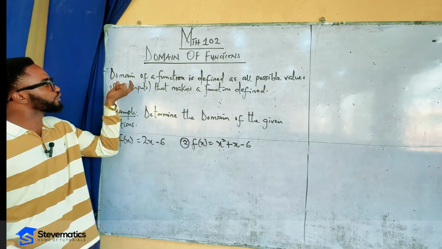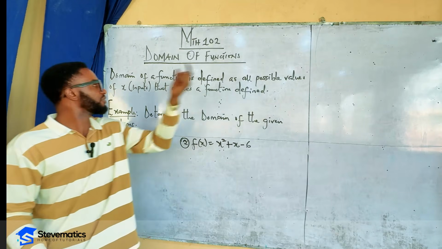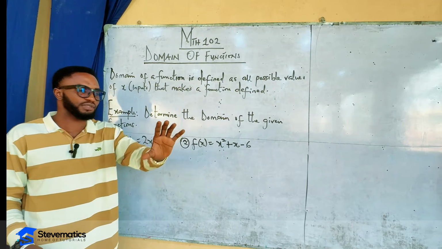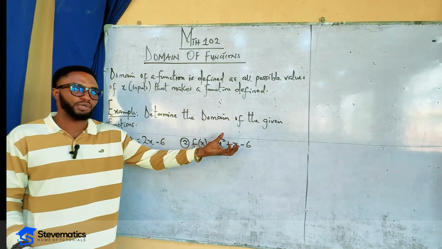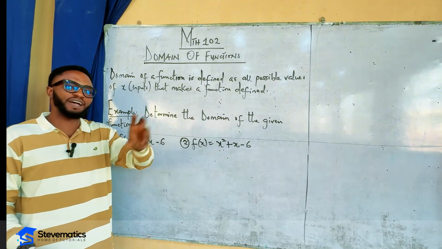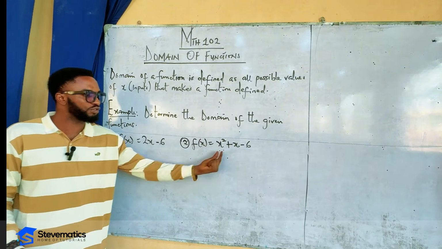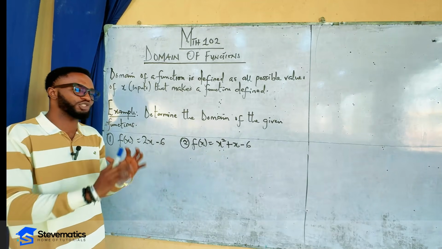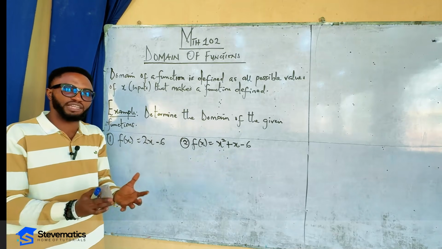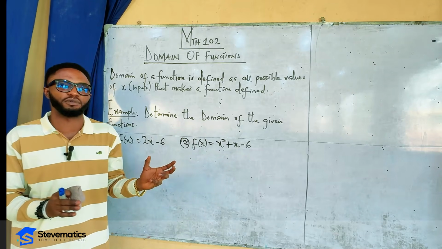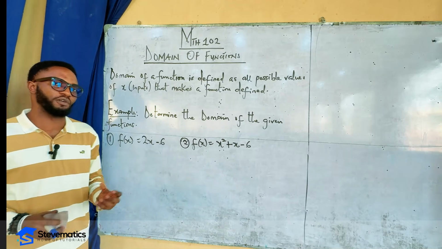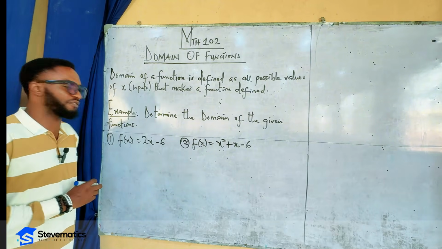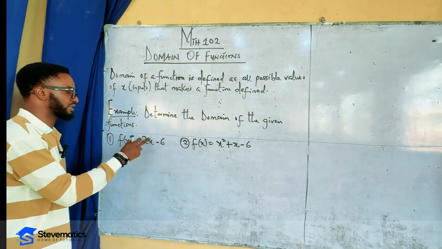Remember, we said that the domain of a function is defined as all possible values of x, the inputs that make a function defined. In other words, when you pick some values of x from the number line system and you input it into this function, and it gives you an answer, it makes that function defined, then we say those values are the domain of that given function. So let's pick the first polynomial function and determine its domain. For the first one we have here, f of x is equal to 2x minus 6.